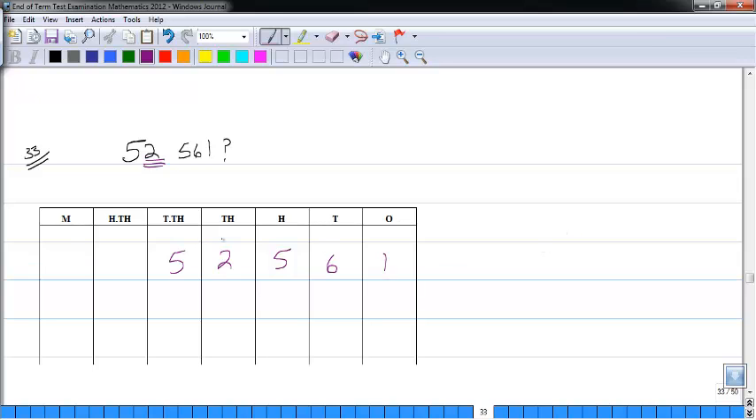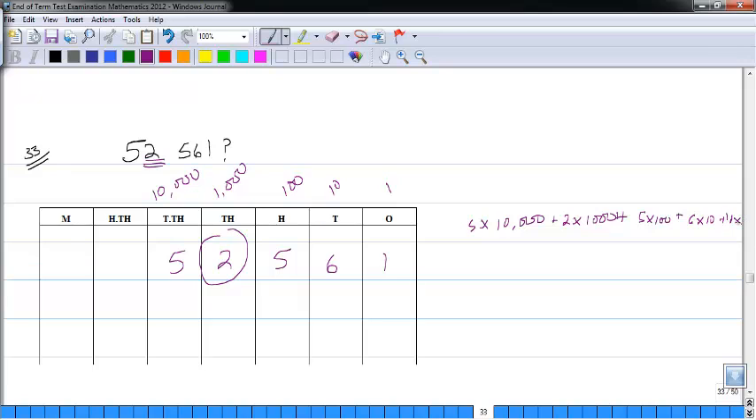So the number that we are focusing on here is 2, and it's in the 1,000 column. So this would be 10,000, this would be 1,000, this is 100, this is 10, and this is 1. So our number in expanded form would be 5 times 10,000 plus 2 times 1,000 plus 5 times 100 plus 6 times 10 plus 1 times 1.